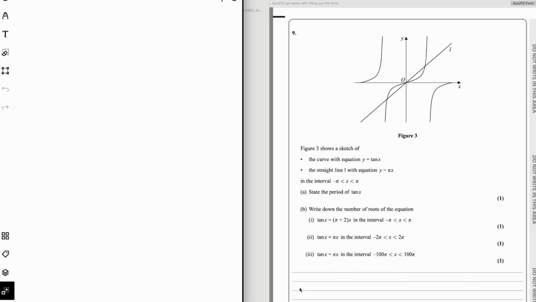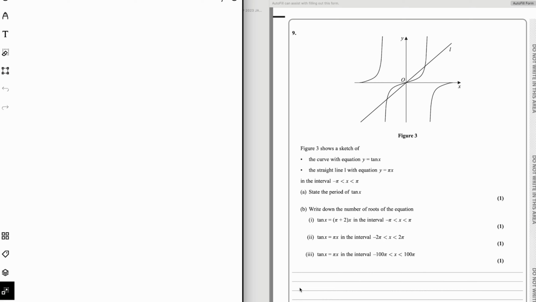Question paper, particularly question number 9. Look at figure 3. This is the tan x curve, and the range they have given is in the interval of minus pi to pi. State the period of tan x. Question A: the tan x period is pi, 180 degrees.